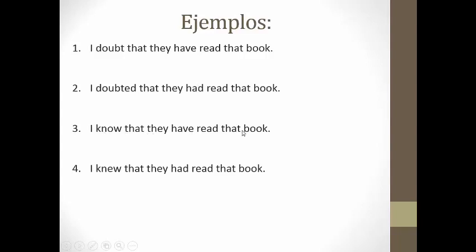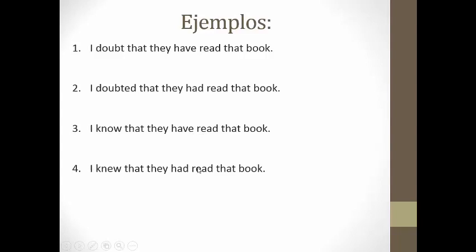But let's go down to three. I know that they have read that book. Okay, there is a change in subject, but I know is not a weird verb. I know this. There's no element of doubt in there. So there's no need for subjunctive. If there's no need for subjunctive, then this is an indicative sentence. This is what you would have written in chapter 4, okay? So they have read, that's just regular present perfect, or what you can call present perfect indicative.